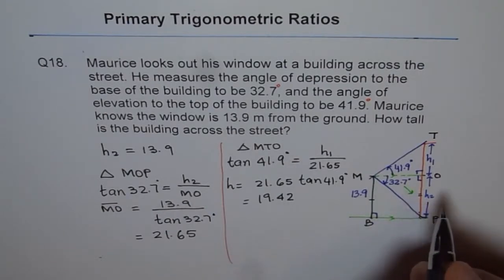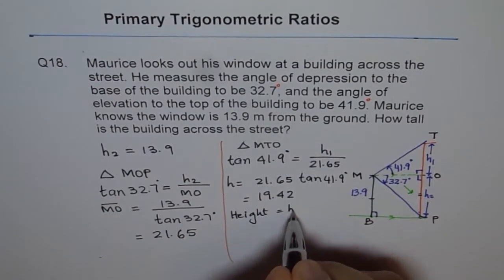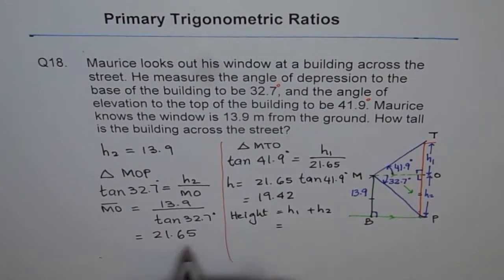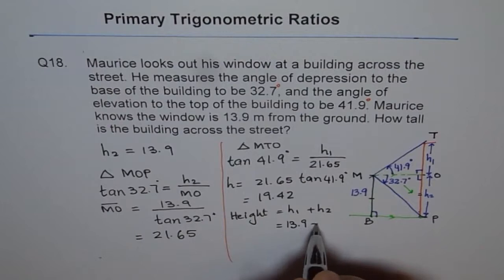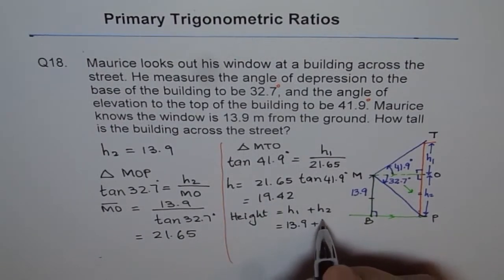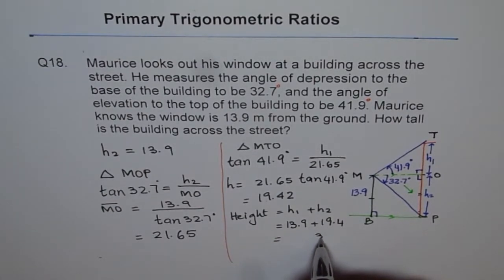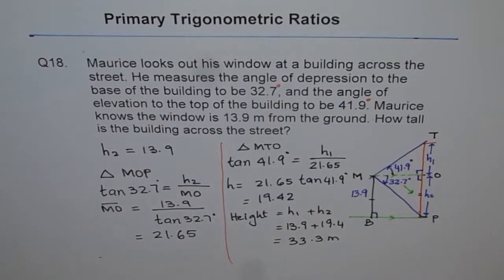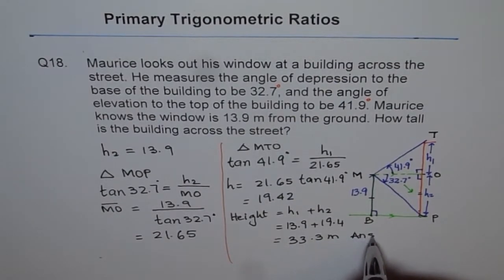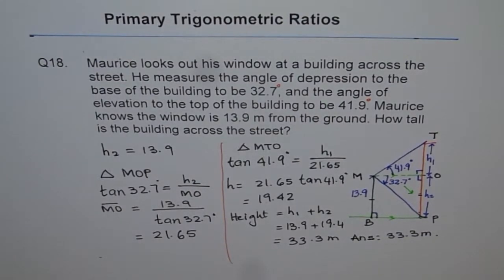So the height of the building is h1 plus h2, correct? That is 13.9 given to us plus 19.4. So that is equal to 33.3 meters. So that is our answer, right? So the height of the building is 33.3 meters. So that is how we are going to solve this problem.